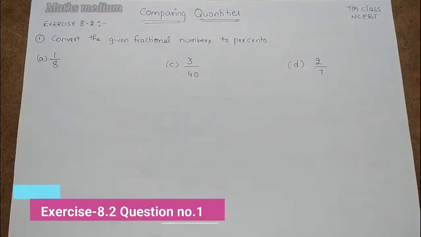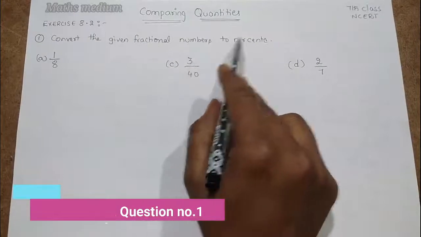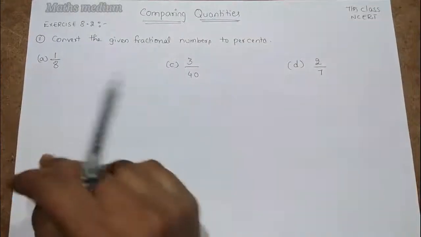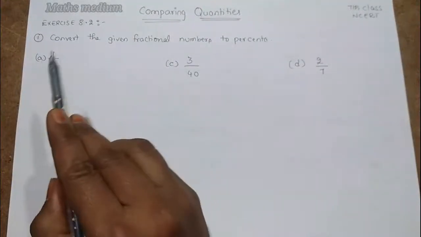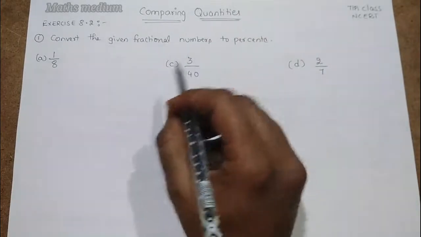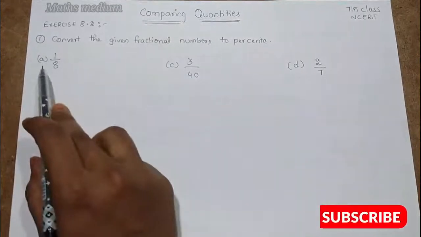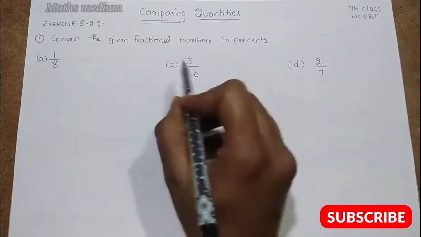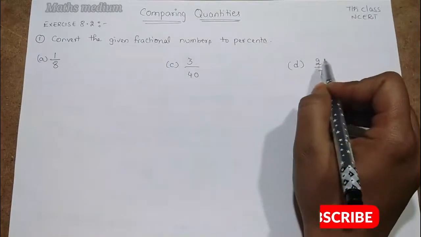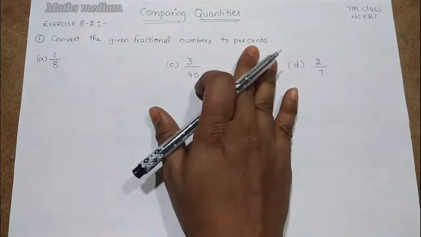Today I came with exercise 8.2 from Comparing Quantities, 7th class NCERT. Question number 1. Convert the given fractional numbers to percents. In previous videos, we already discussed how to convert a given fraction number to percents. I will provide the link in a description box. Please check it once. And here, question number A, 1 by 8, C, 3 by 40, and D, 2 by 7. We have to convert these fractional numbers to percentages.